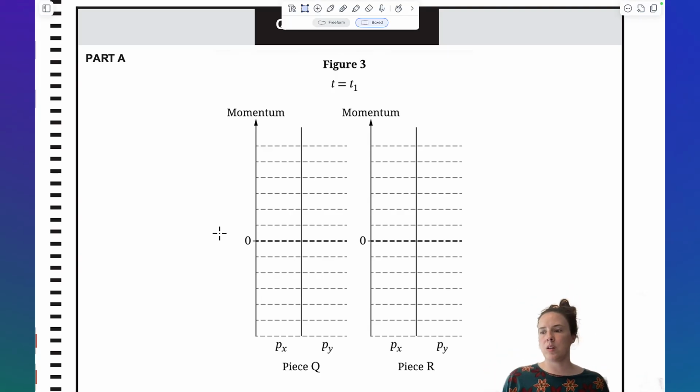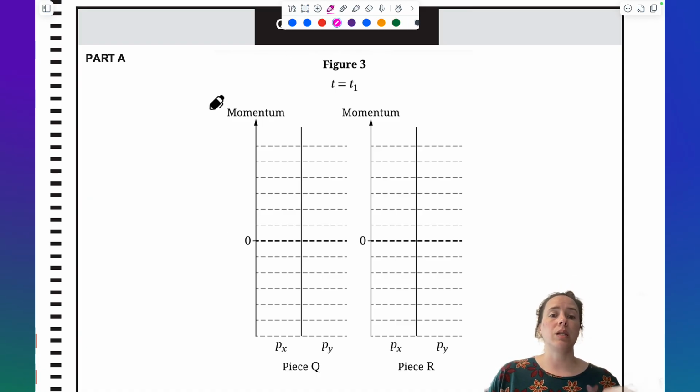We're back with FRQ number 2 from the 2026 Mechanics AP Physics C exam. As with the last one, if you want to see the actual question, it is linked in the description on the actual College Board website. So let's get into it.